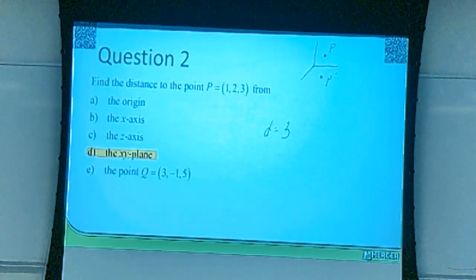And you have similar arguments if it's the YZ plane. You just take the projection of the point on the YZ plane and you find the distance between those 2 points.